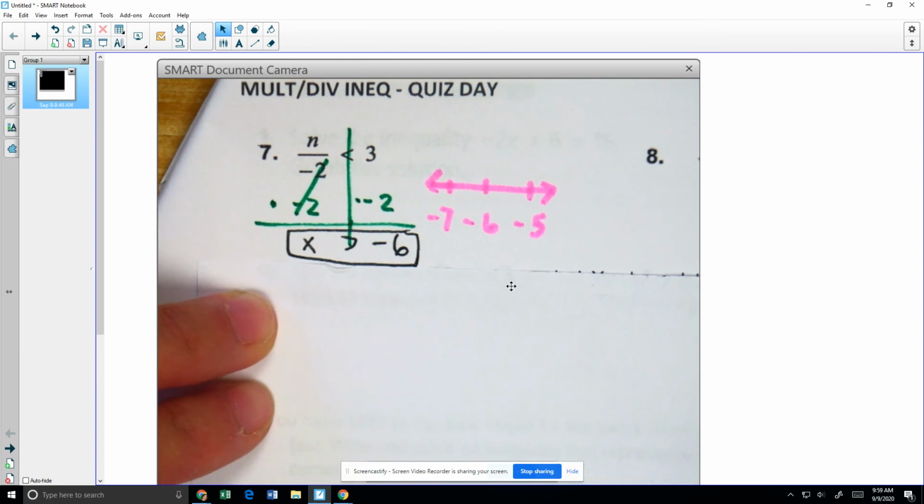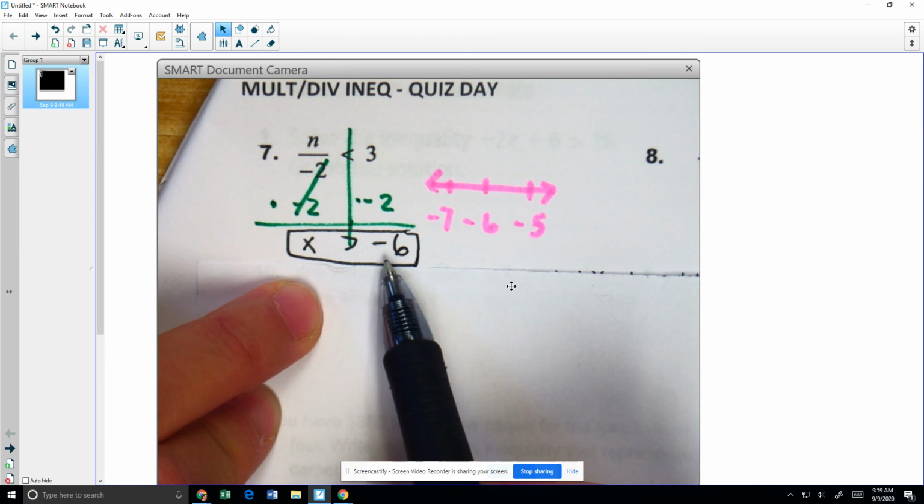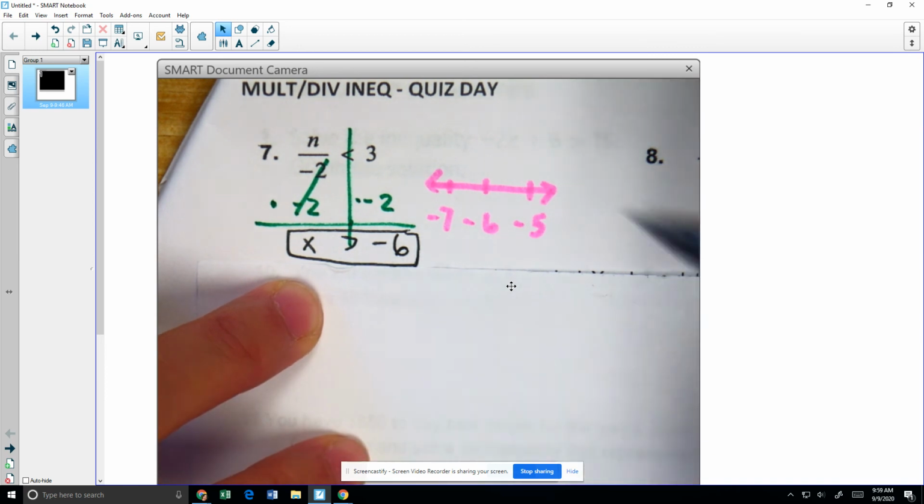Okay, now let's graph this. So this is my answer: x is greater than -6. Should I have an open circle or a closed circle?